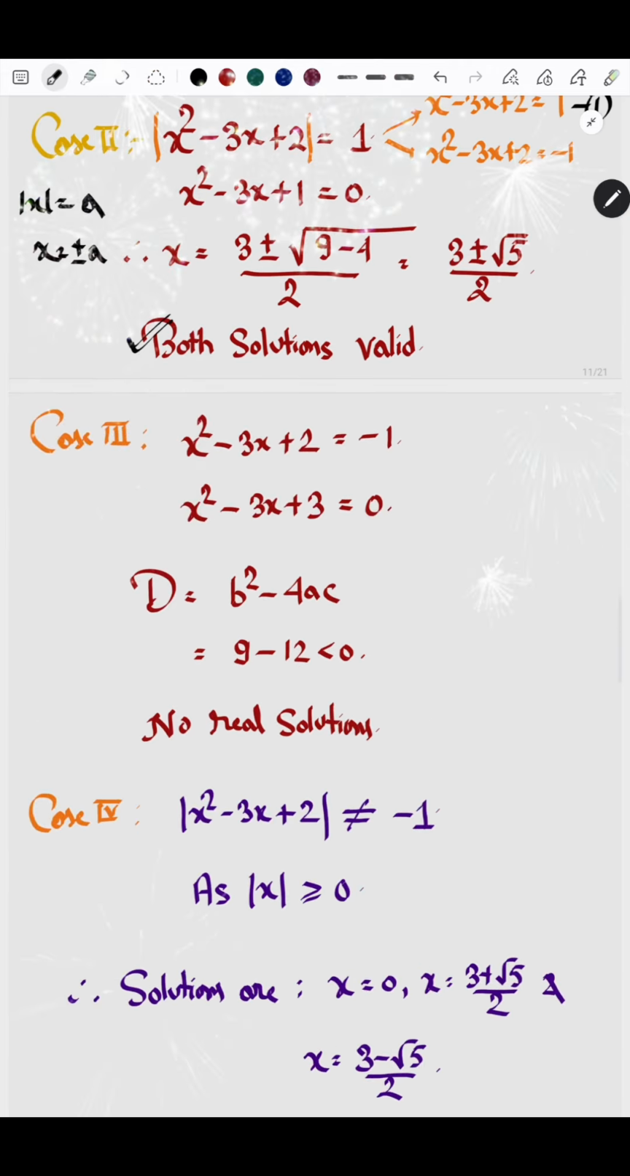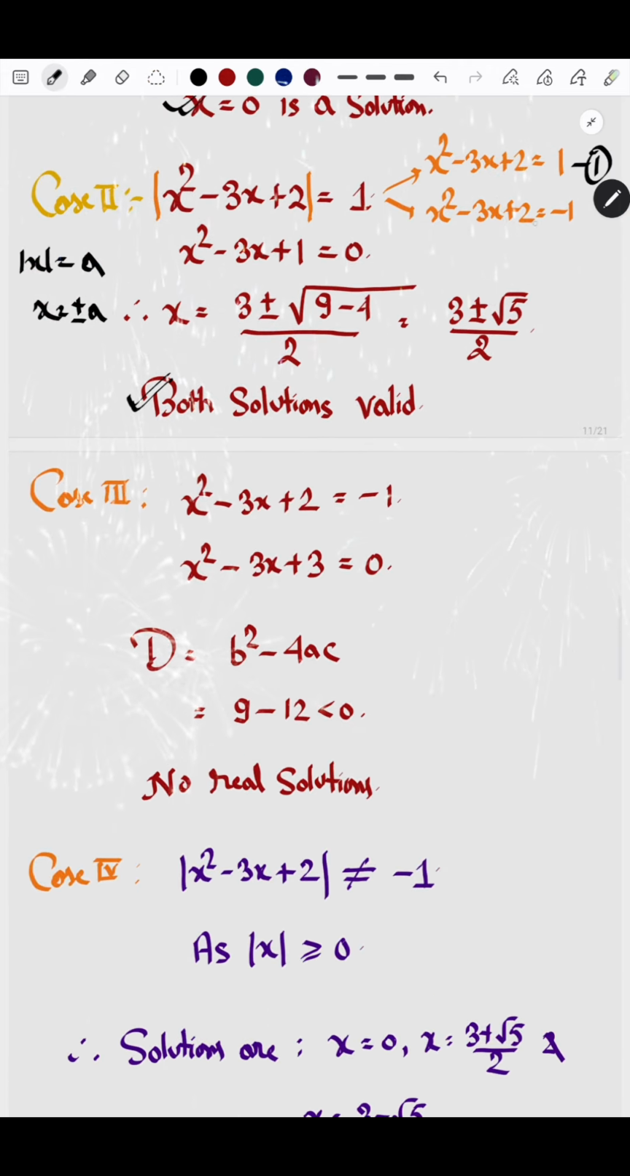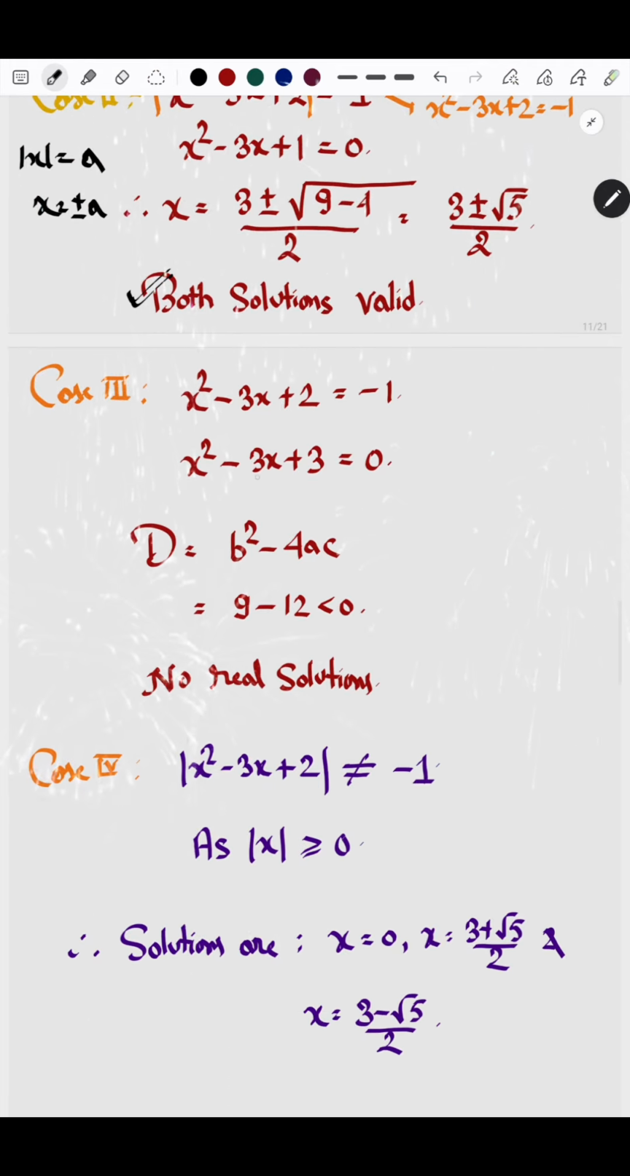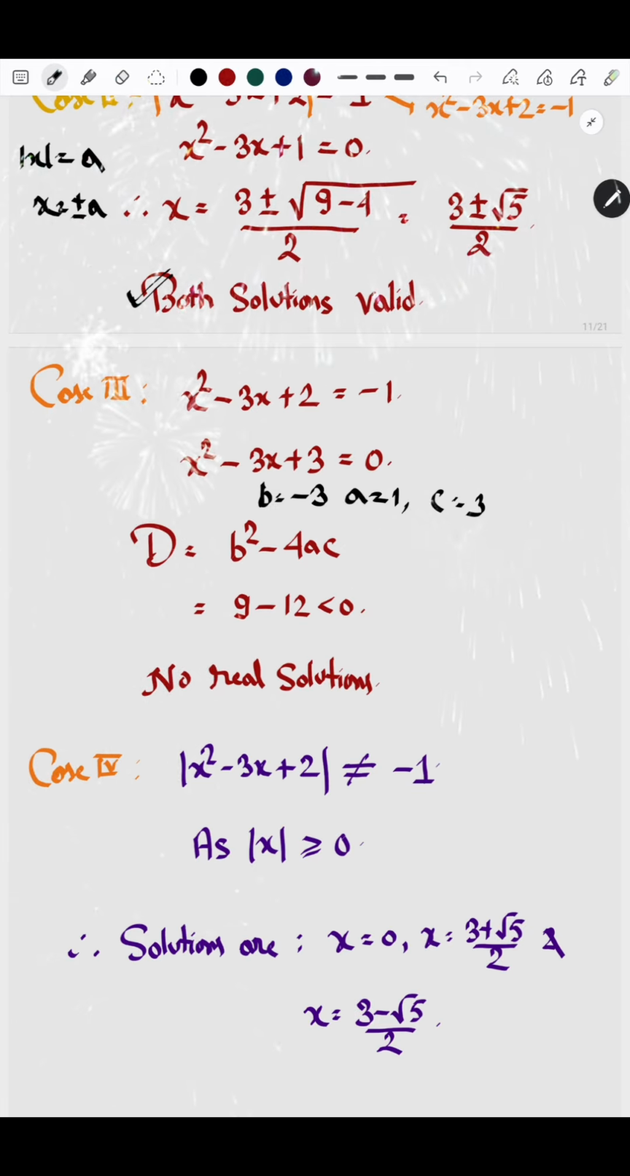Now for the second case, we can consider x² − 3x + 2 is equal to −1. So again, x² − 3x + 3 will be equal to 0. Now the discriminant is b² − 4ac, where b is −3, a is 1 and c is 3. So the discriminant turns out to be less than 0, and hence it has no real solution.